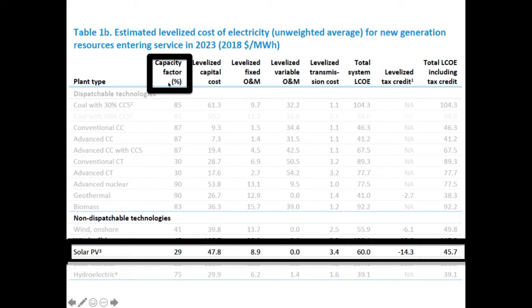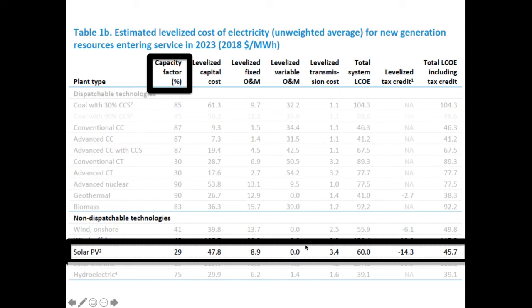The capacity factor for solar right now for commercial scale available solar photovoltaic panels is just about 30%, which means that over the course of a 365-day year, solar photovoltaic panels can generate electricity 30% of the time, which means that 70% of the time they're not generating electricity. Notice here's the levelized capital cost, which you learned about in a previous module, the operations and maintenance.